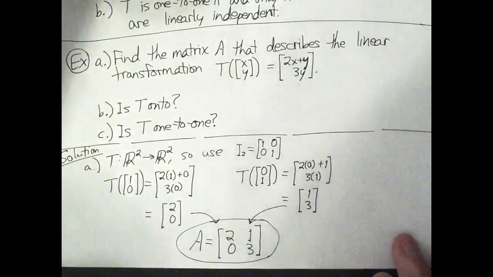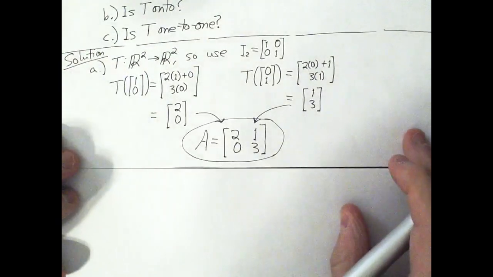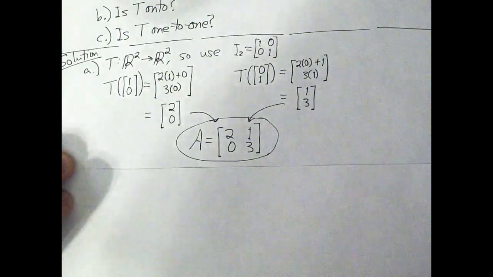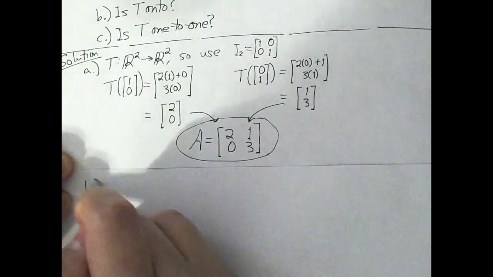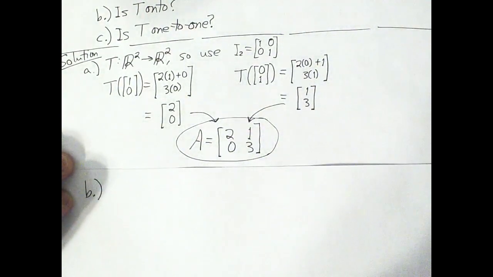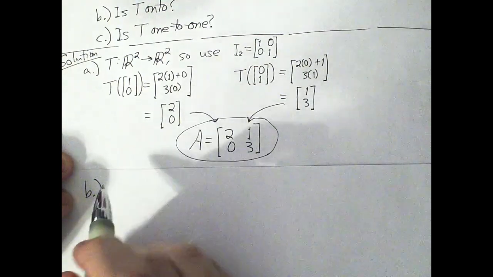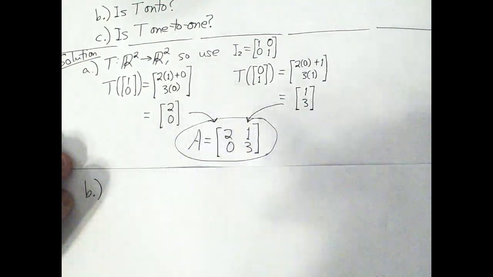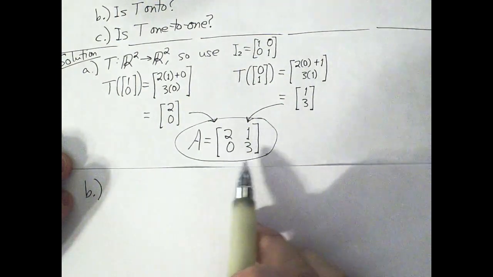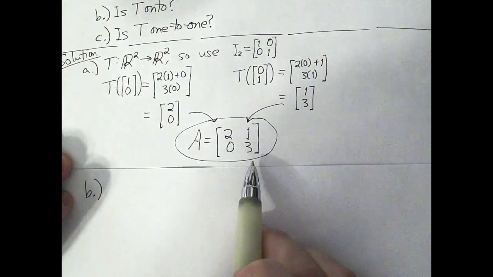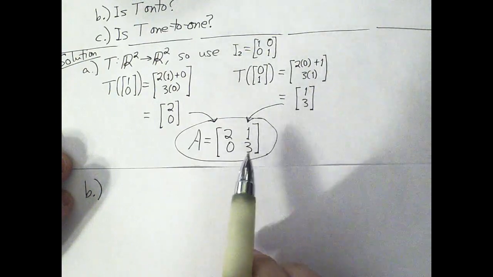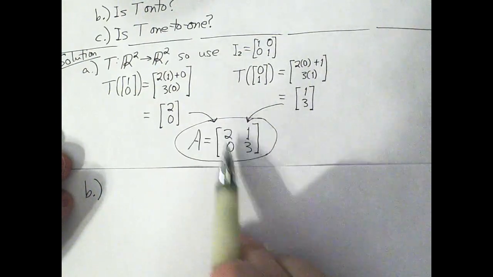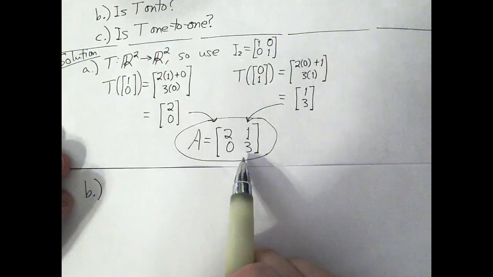Now the new part is part B and C, trying to use theorem 12, maybe, unless you see some other way to do it. Okay, is T onto? And theorem 12 says T is onto if and only if the columns of A span Rm. So do you think the columns of this matrix span R2?